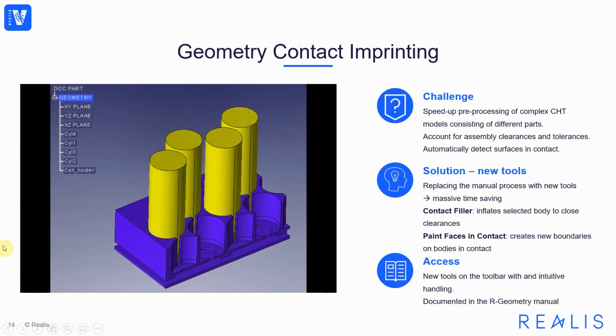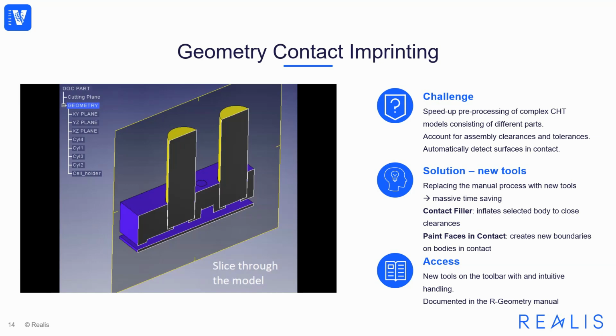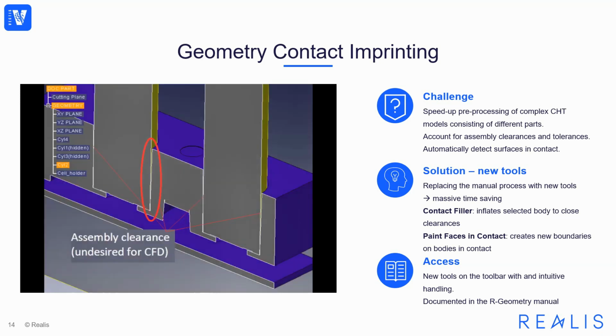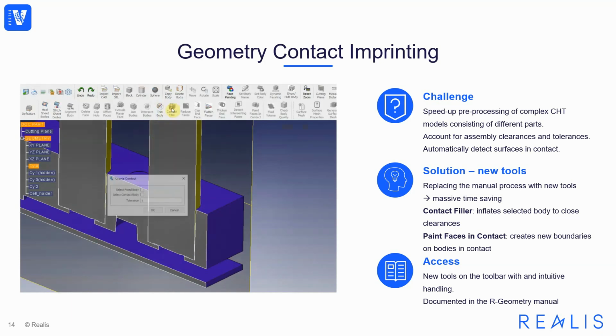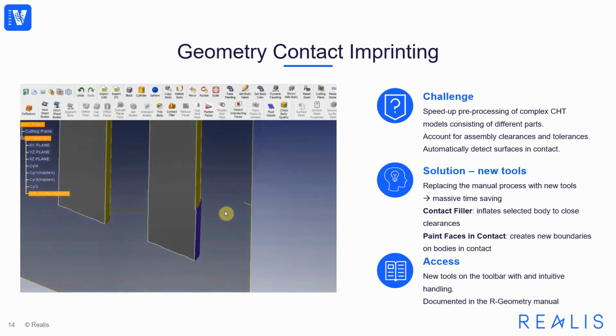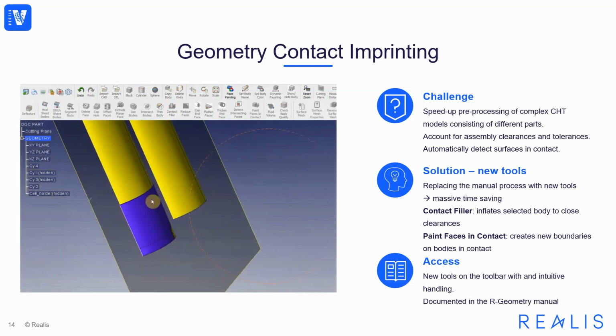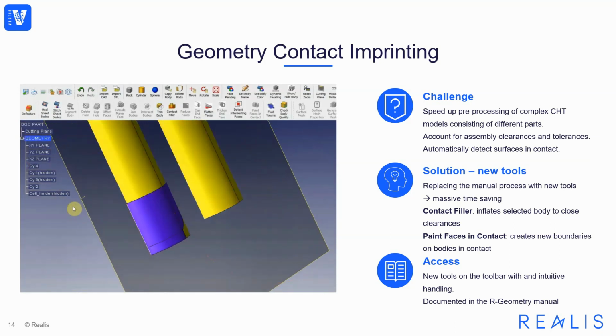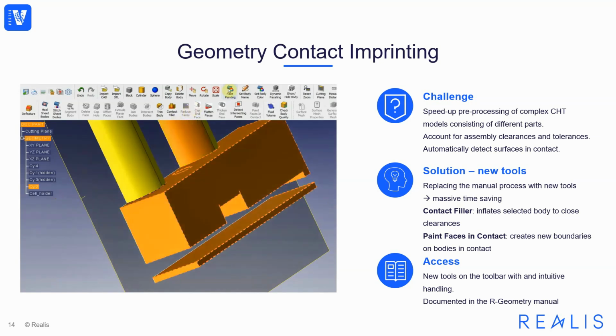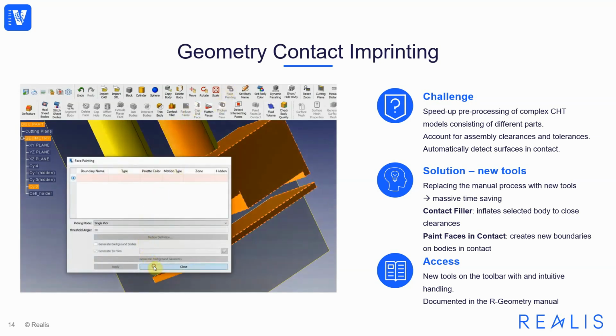Both operations are achievable manually, but it is often time-consuming and very demanding on users' attention. By replacing this manual process with our new tools, we have achieved a significant time saving in model pre-processing. The new tools are the contact filler, which inflates the selected body until it reaches some counterpart and hence closes the clearance. The user can choose which of the body will be modified and which remains unchanged.